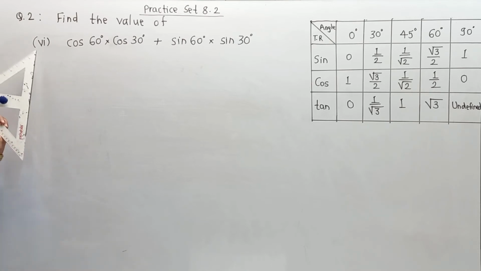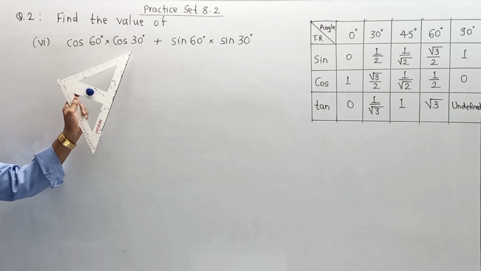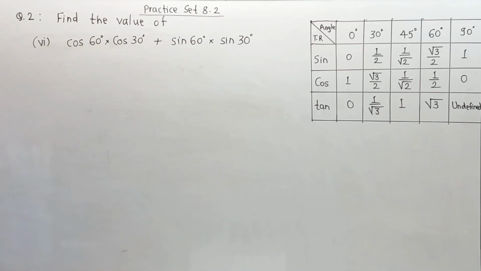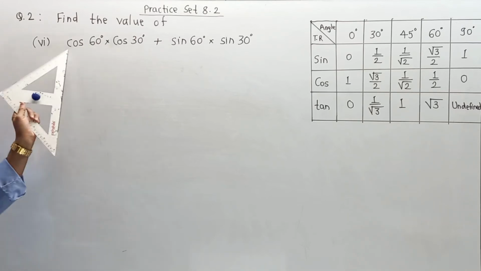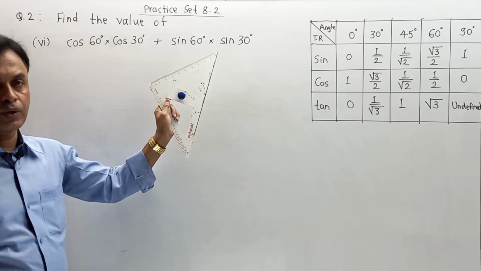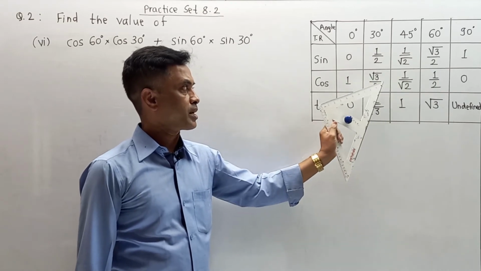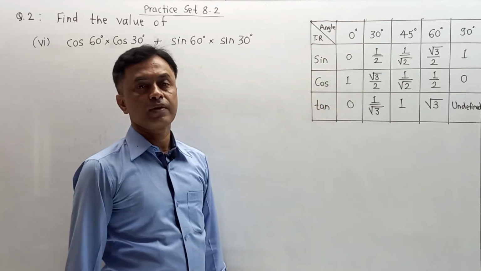Now the next numerical is numerical number 6 and the expression is cos 60 degree into cos 30 degree plus sin 60 degree into sin 30 degree. This means we need 4 values. First cos 60 into cos 30, these are the 2 values, plus sin 60 into sin 30. No doubt all the values of cos 60, cos 30 as well as sin 60, sin 30, all values are available in the table.